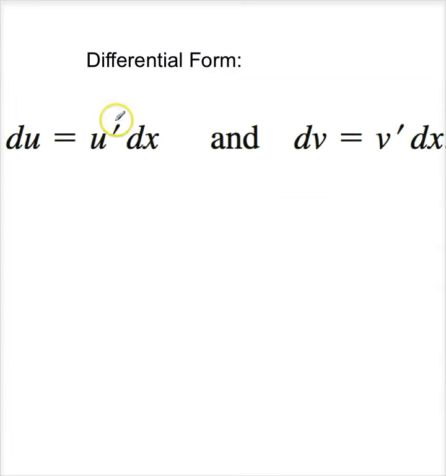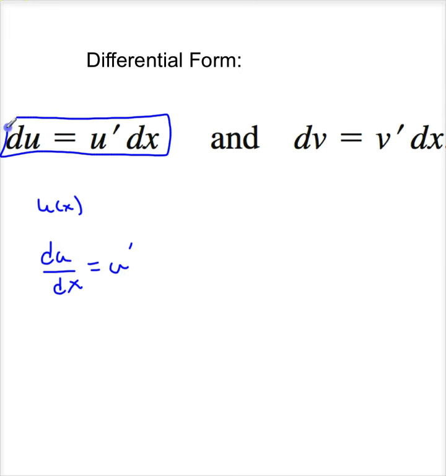Before we can calculate differentials, we need to discuss what is meant by differential form. Suppose I have a function u is a function of x. I can take du dx, and I call this u prime. When I say put in differential form, what I mean is you take this du dx is equal to u prime, and you rewrite it as du is u prime dx, and it doesn't matter what the function is.